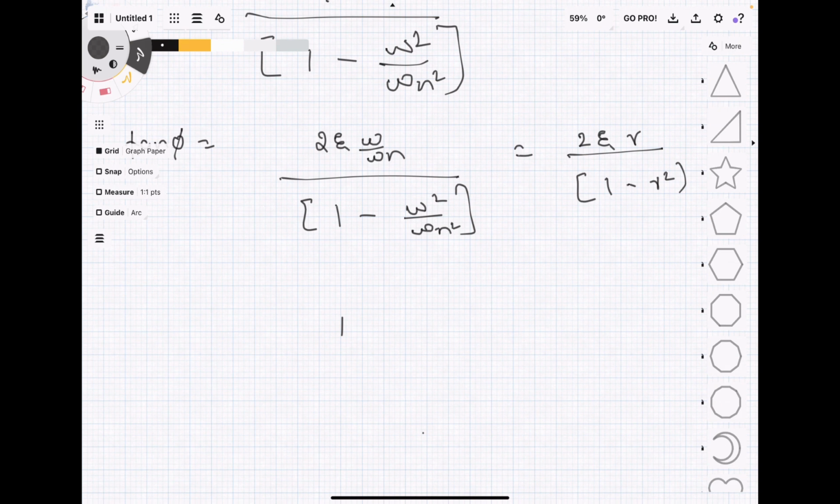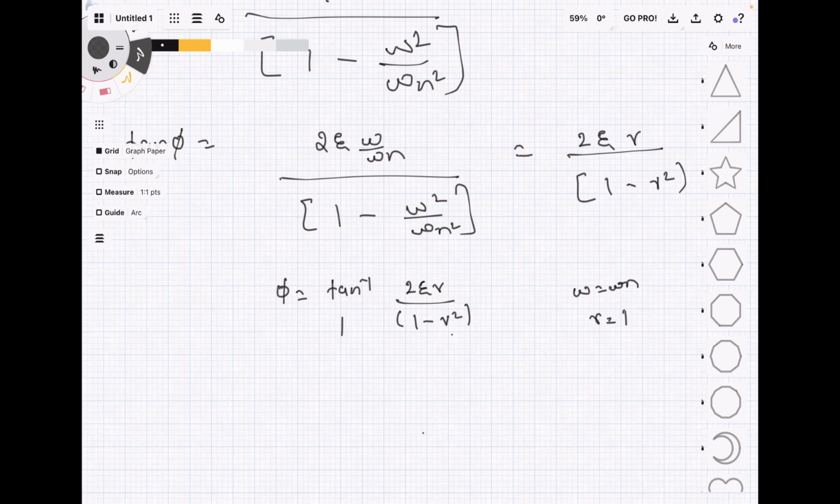Okay, if I want phi here, phi will be equal to tan inverse of 2 zeta r divided by 1 minus r square. So this would be the formula. So if I solve this for the undamped condition, where omega is equal to omega n, what happens? This becomes 0 here, that is r is equal to 1. This becomes 0. So 0 tan inverse infinity.